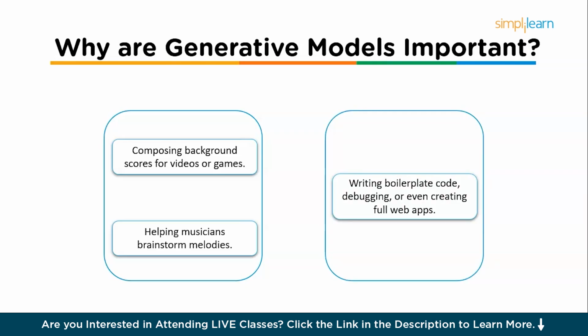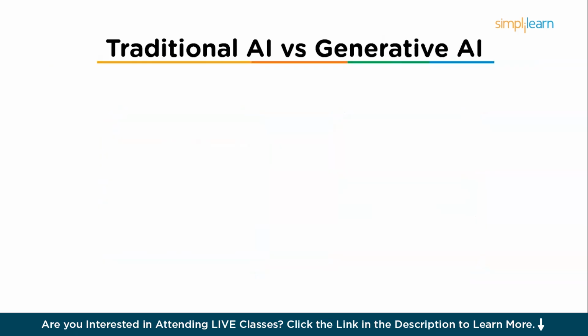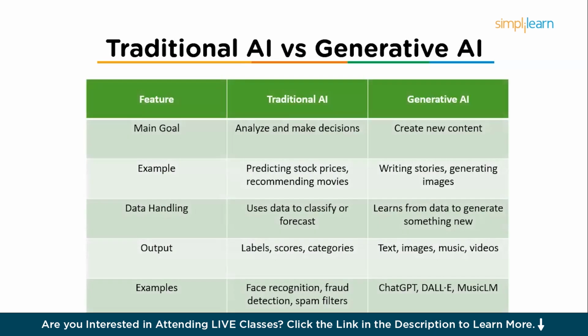So now moving on, we'll see traditional AI versus generative AI. So let's compare both side by side with simple explanations. The main goal of traditional AI is to analyze and make decisions. And the main goal of generative AI is to create new content. For example, under traditional AI, predicting stock prices or recommending books or movies. And in generative AI, we are writing stories, generating images, and so on.